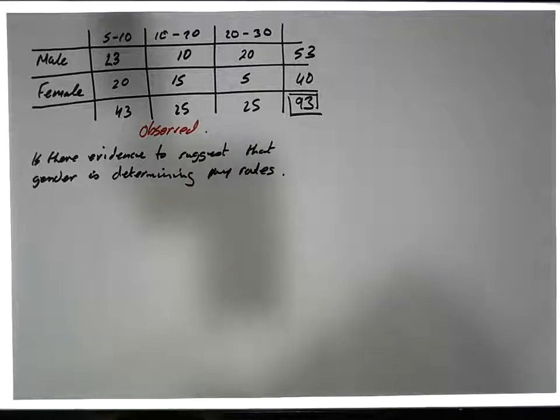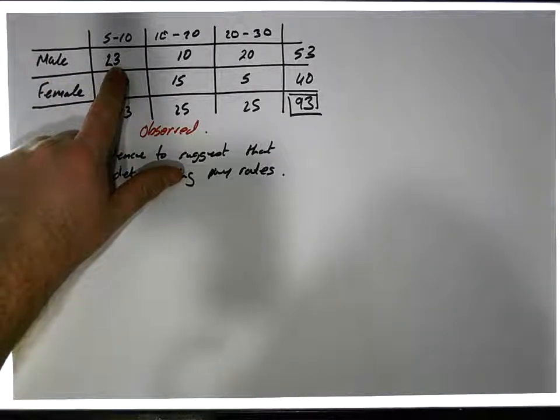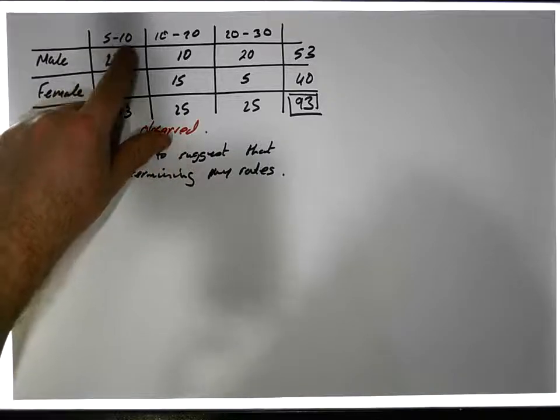So, what would we expect if they were independent of each other? I'm wondering, if they were independent of each other, what would the probability be of observing a male that has between 5 and 10 euros?